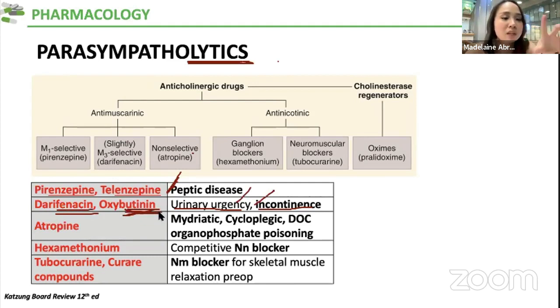Okay, so urinary retention, di ba yung side effects? So, sabihin, contains the urine. Your atropine, we already discussed this.